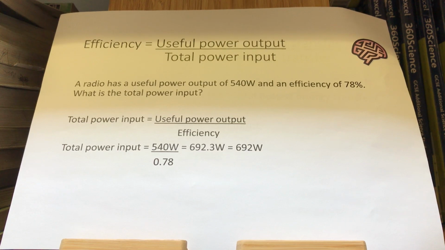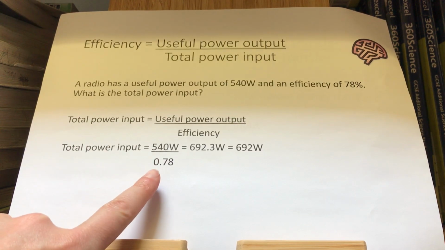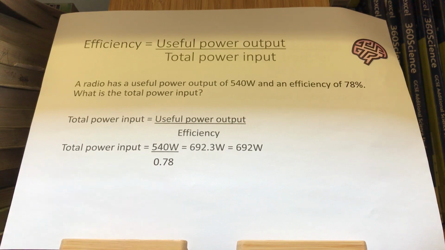So the total power input is the output divided by the efficiency. Again, I've done the same thing here with the efficiency. I've taken it out of that percentage form and put it into a decimal form by turning it into 0.78. So 540 watts divided by 0.78 equals 692.3 watts. Because we were to the nearest watt in the power output, I've rounded it to the nearest watt in the answer. So it's 692 watts is the total power input.